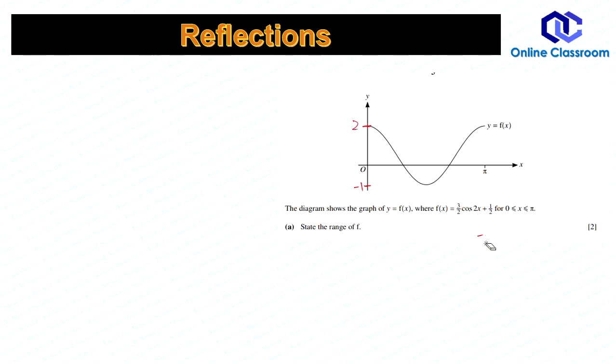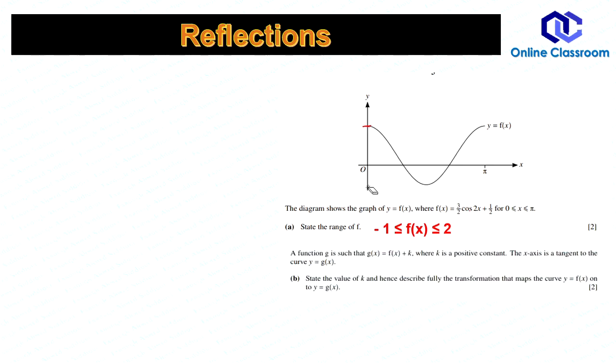Just a 2-mark answer, and the examiner is saying state. You don't need any working to show here. You can just write the range, -1 to 2. That's it. That is the range of this function. Similarly, the next part is there.